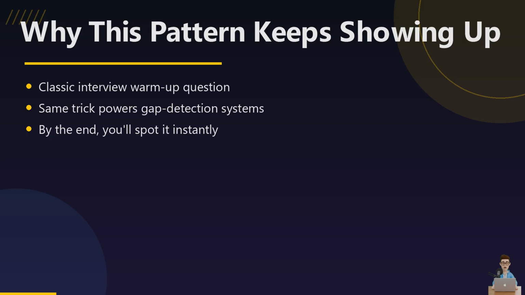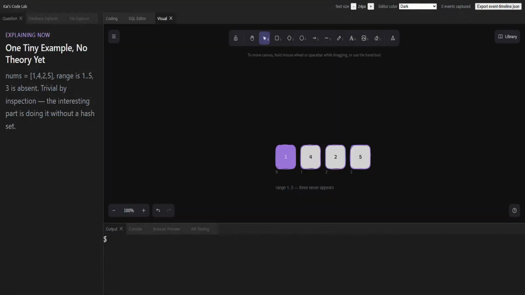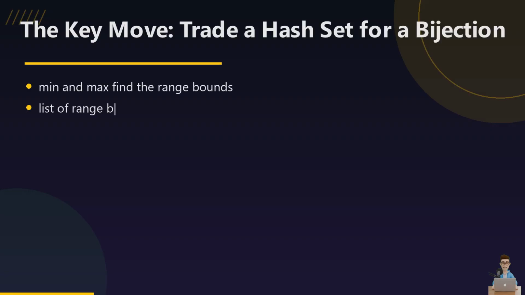The generalizable insight is turning a membership question into a positional one. Nums is 1004, 1002, 1005, range is 1002 to 1005, so 1003 is absent. Trivial by inspection. The interesting part is doing it without a hash set. The whole solution rests on one observation.